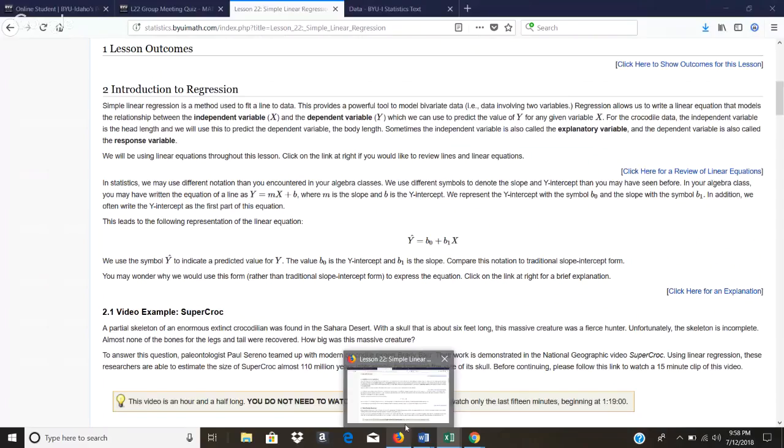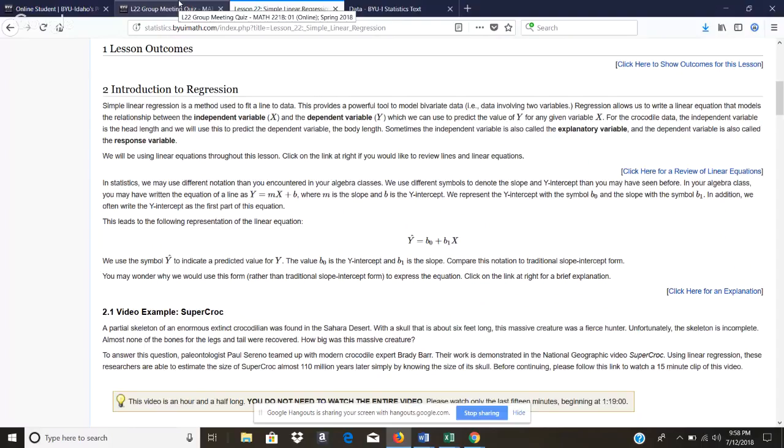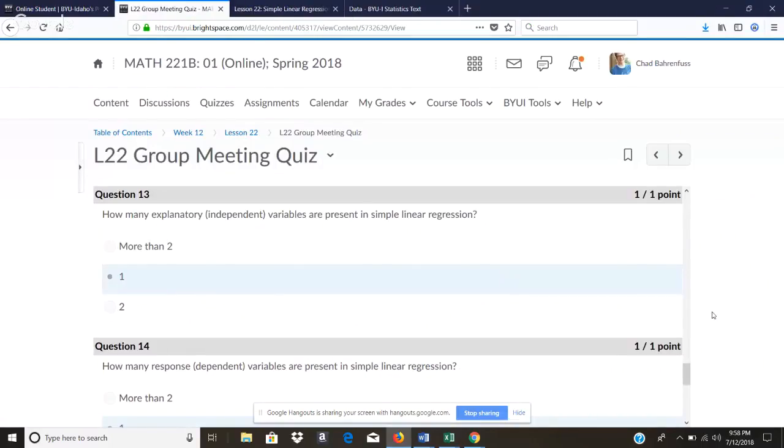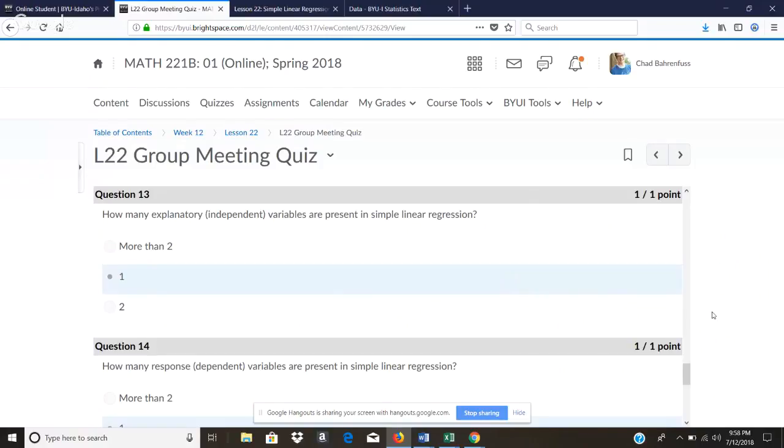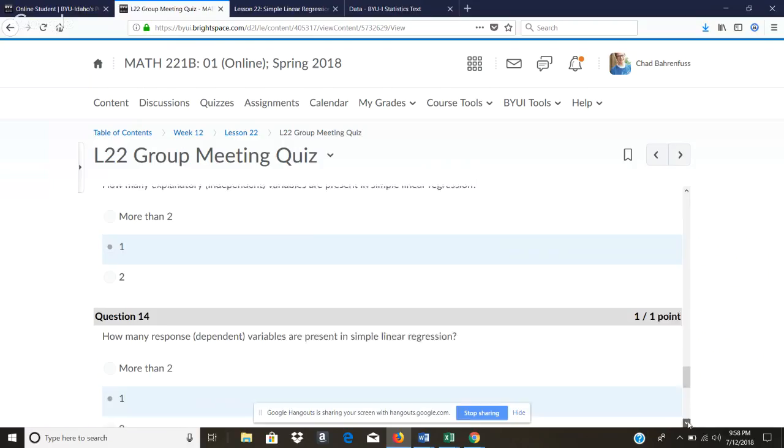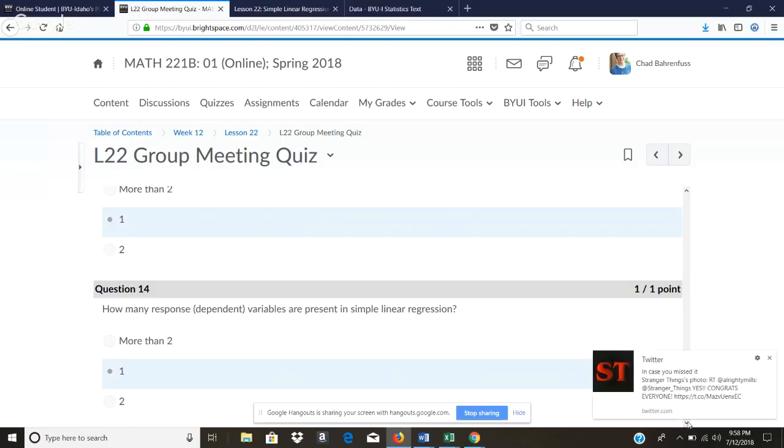But can I see your quiz really quick? How many explanatory variables are present? One. How many response? 1, 2, right? That's the answer to 14. So 1 for each, which would make up 2. Okay.